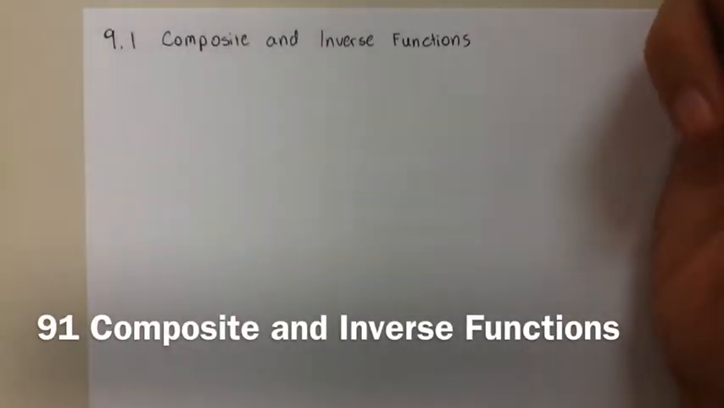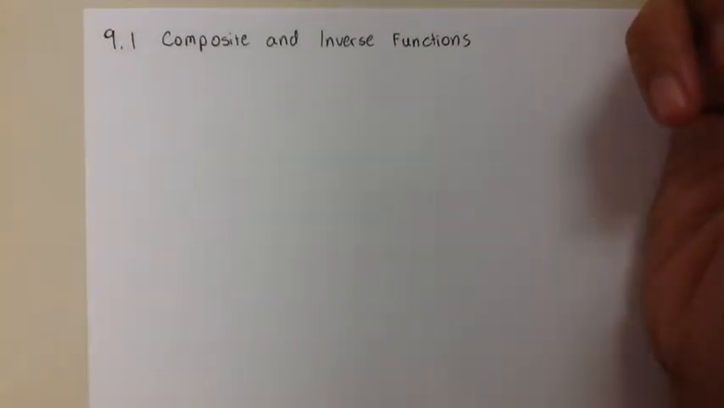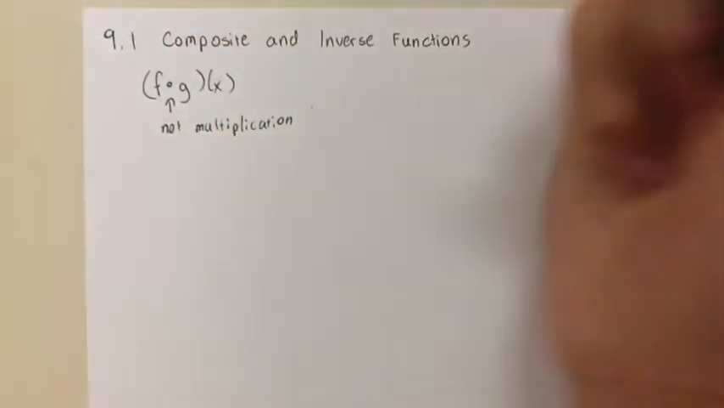We introduced this section of logarithms and exponential functions with a review of composite functions. A composite function is something that looks like this. Notice this is not a multiplication symbol. It indicates the composite function. This means f of g of x.